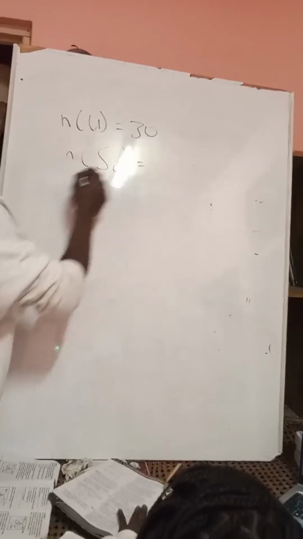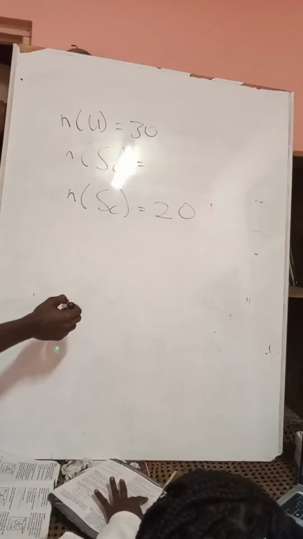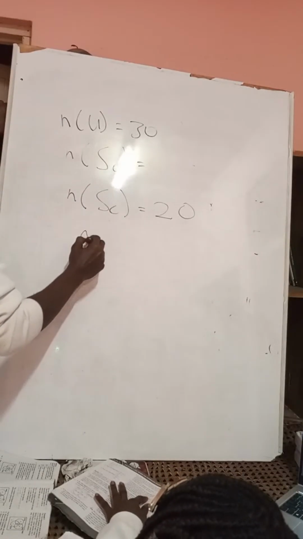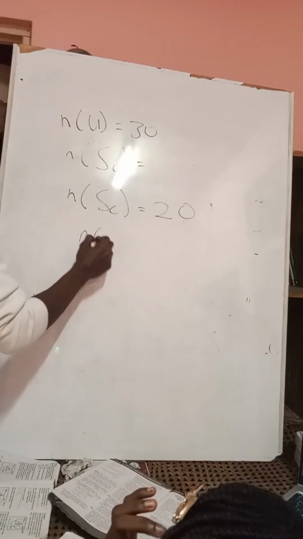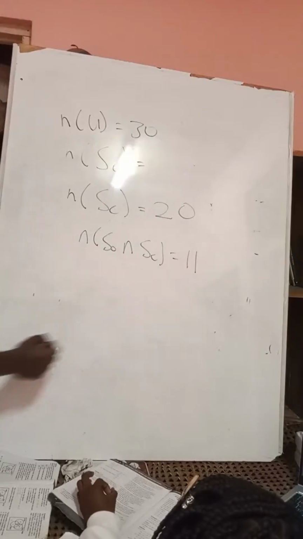30 students in a class took an examination in social studies and science. 20 of them passed in science. 11 passed both subjects. 4 students did not pass in any of the subjects.